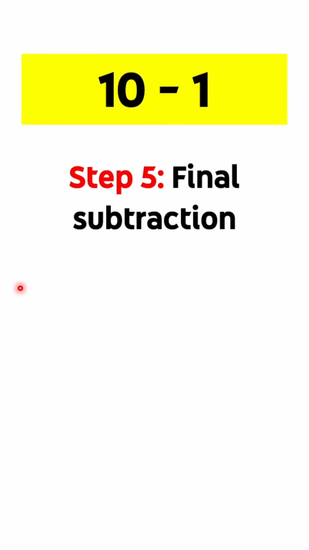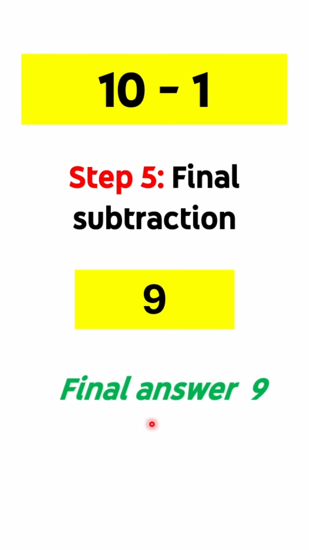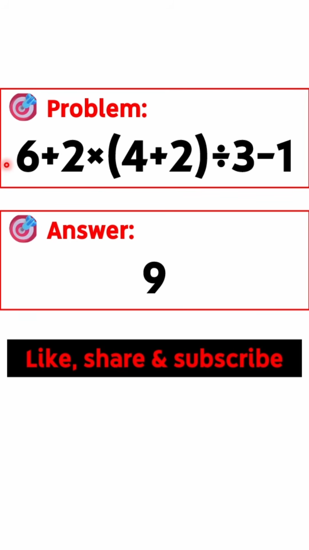Then for the final step, we do subtraction. So 10 minus 1 equals 9. Therefore, the final answer is 9. Again, the answer to the problem, 6 plus 2 times the quantity of 4 plus 2 divided by 3 minus 1 equals 9.